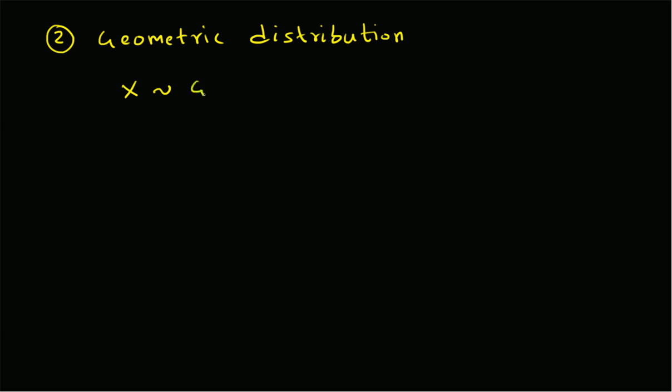Now let us look at the geometric distribution. So here the random variable again follows the geometric distribution with the parameter p. The probability mass function is given by p into 1 minus p power x minus 1. So in this case the parameter is p, so we want to find the value of p.